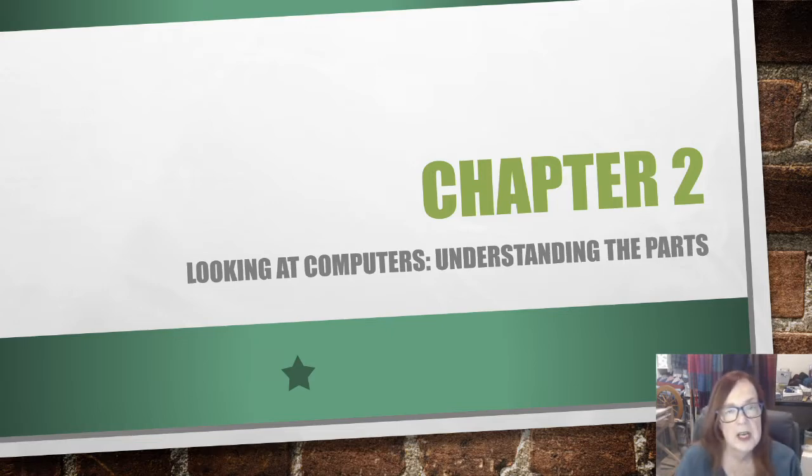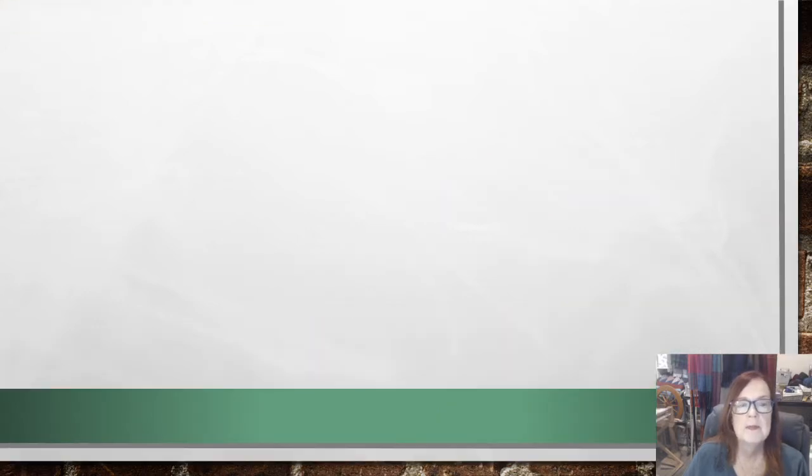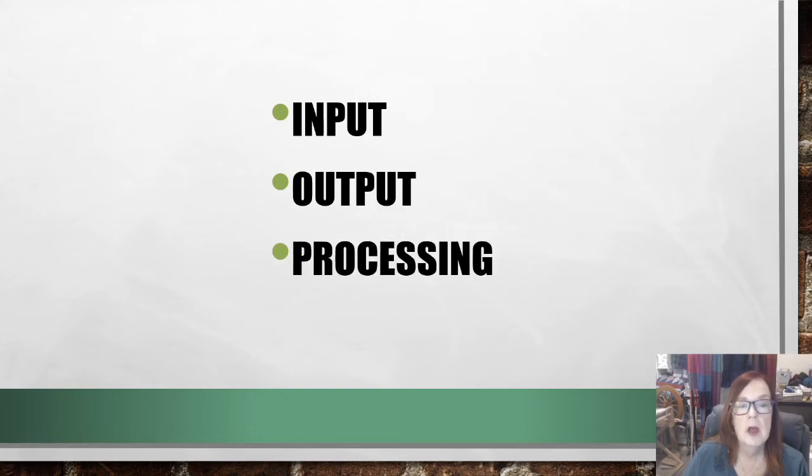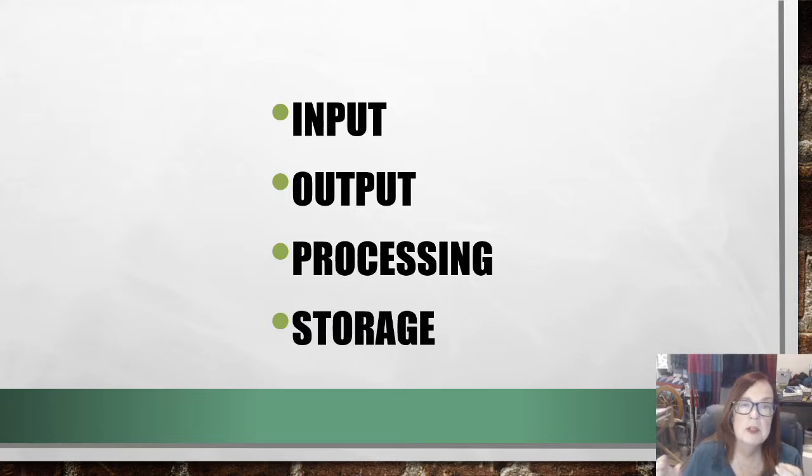Now, the first thing I want to say is how we define a computer. A computer needs to be capable of four things: input, output, processing, and storage. We need to be able to give the computer information. It needs to be able to give us back information. It needs to be able to take the information we give it and turn it into something else. And it needs to be able to store, remember.